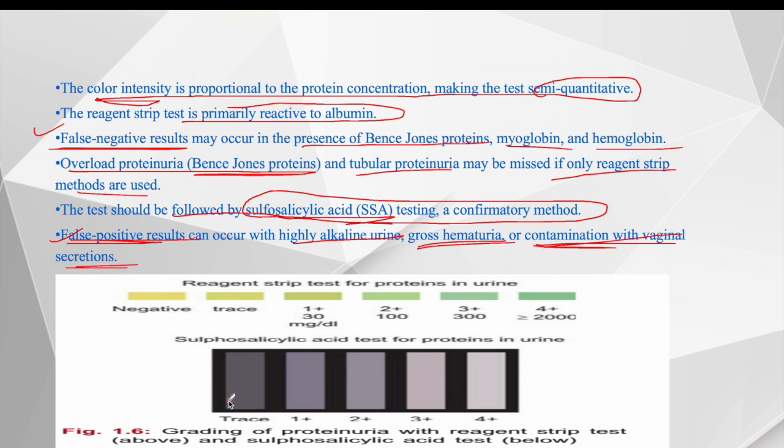Now in this picture you can see the grading of proteinuria on the reagent strip test according to the color change. And this is the sulfosalicylic acid test for the proteins. So if the proteins are negative, this color is used, then trace, then 1 plus, which is up to 30 milligram per deciliter, then 2 plus 100, 3 plus 300 milligram per deciliter, and 4 plus more than 2000 milligram per deciliter.